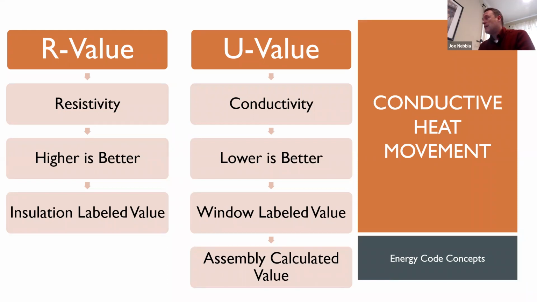U value is the inverse of that. It's conductivity. So it's how well something conducts heat across its surface. So in this case, because we want to stop heat movement, lower U value means it's lower conductivity or higher resistivity. When the code talks about U value, it's either talking about windows. So the window product has a rated U value or conductivity, and lower is better. Or it's talking about the assembly U value.